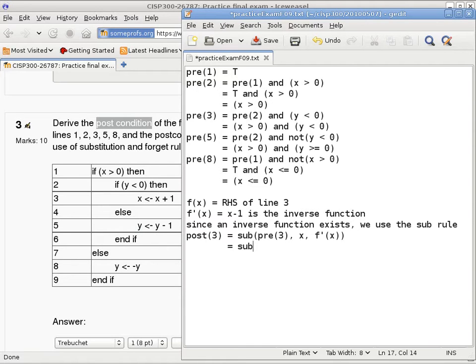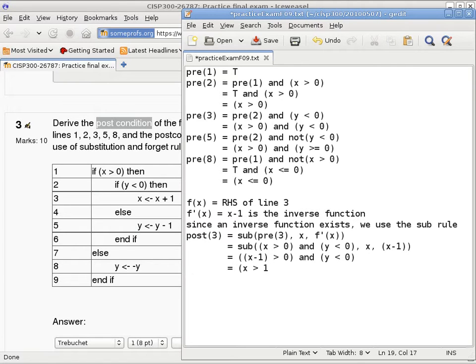And f prime of x is x minus 1. And then you just carry out the substitution. Then it becomes x minus 1 is greater than 0, and y is less than 0. You can leave it like this, or if you really want to, you can clean it up a little bit and just say that x is greater than 1 and y is less than 0. Either way is fine. Any questions at this point about post 3?